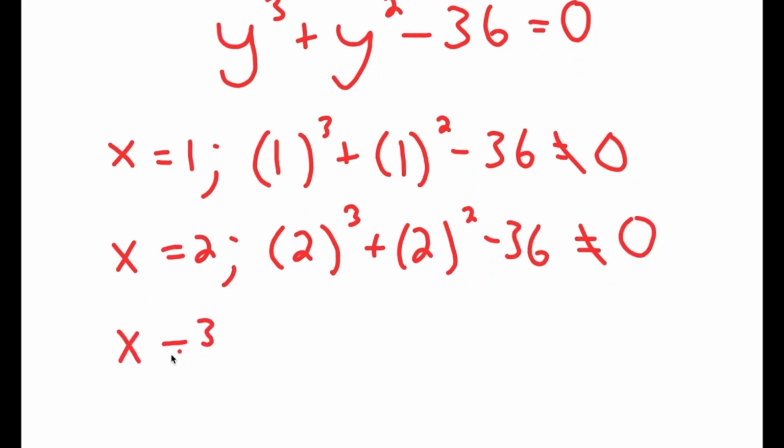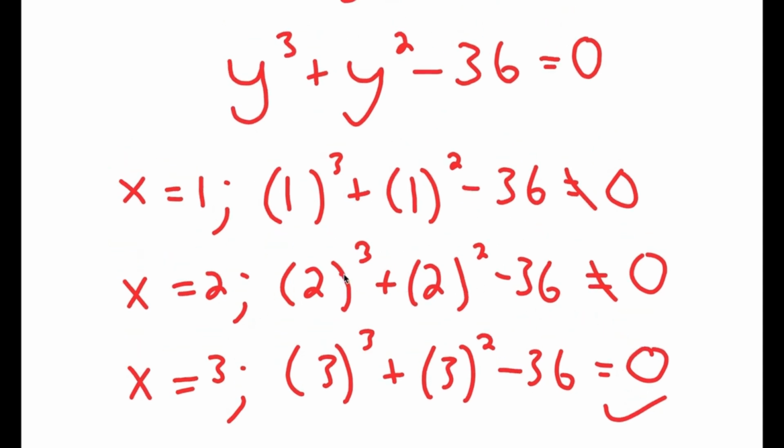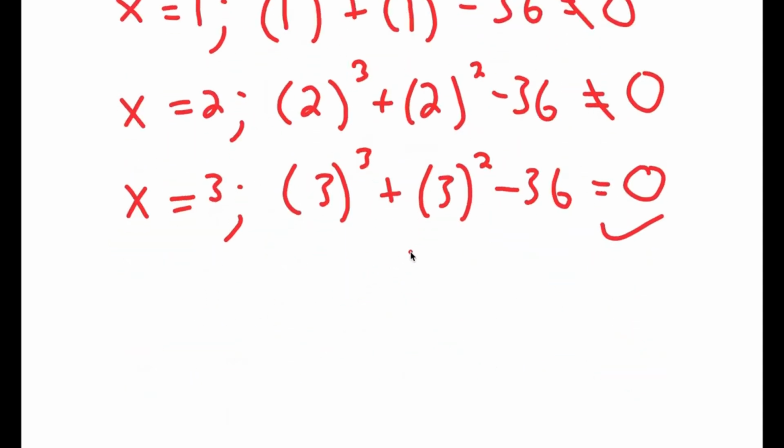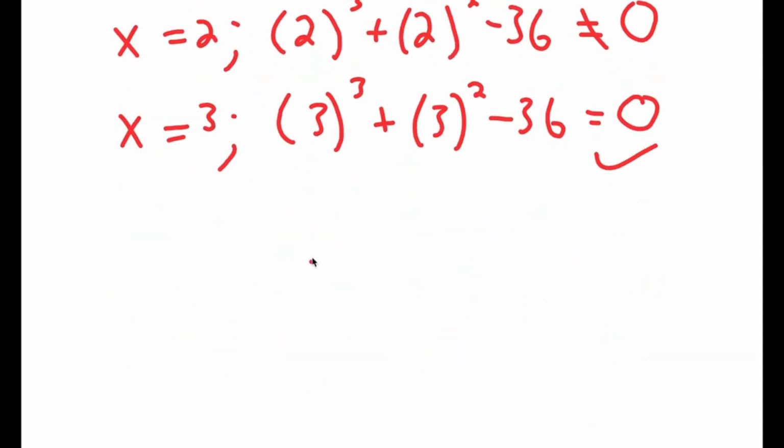Now I have x equals 3, so I get 3 to the power of 3 plus 3 squared minus 36. 3 to the power of 3 is 27. 27 plus 3 squared, which is 9, so 27 plus 9 is 36. 36 minus 36 does equal 0, so this is right, and x equals 3 is the solution. So now that I have x, actually, sorry, this should be y equals 3 as a solution.